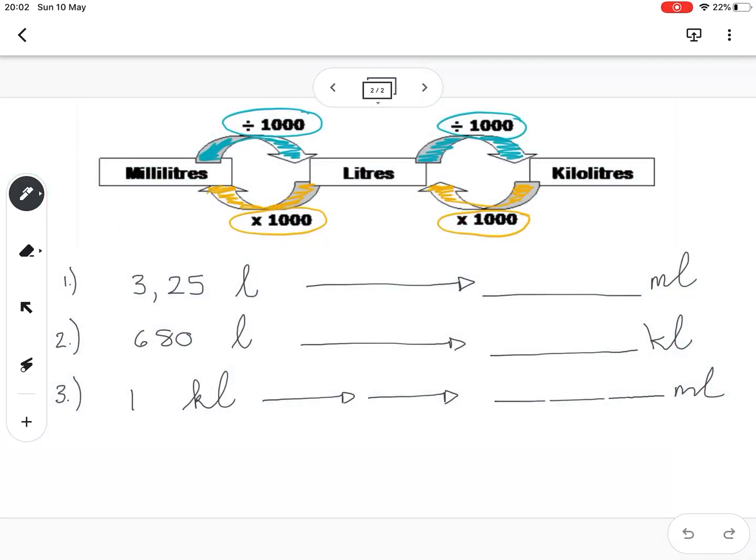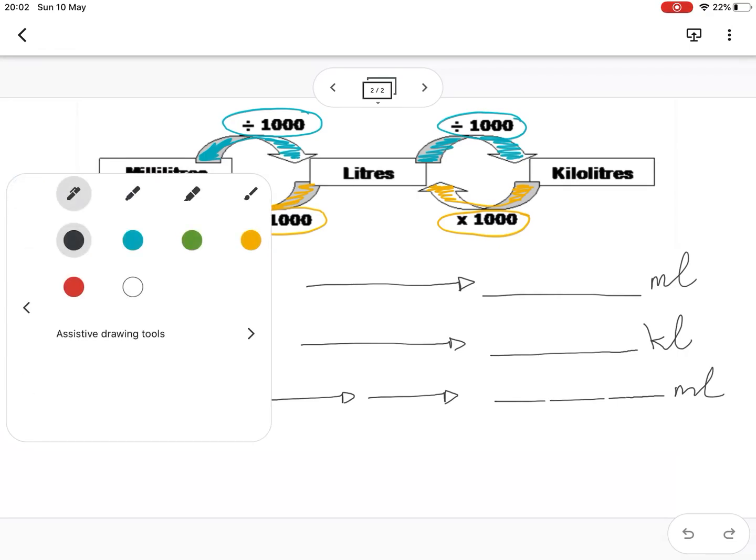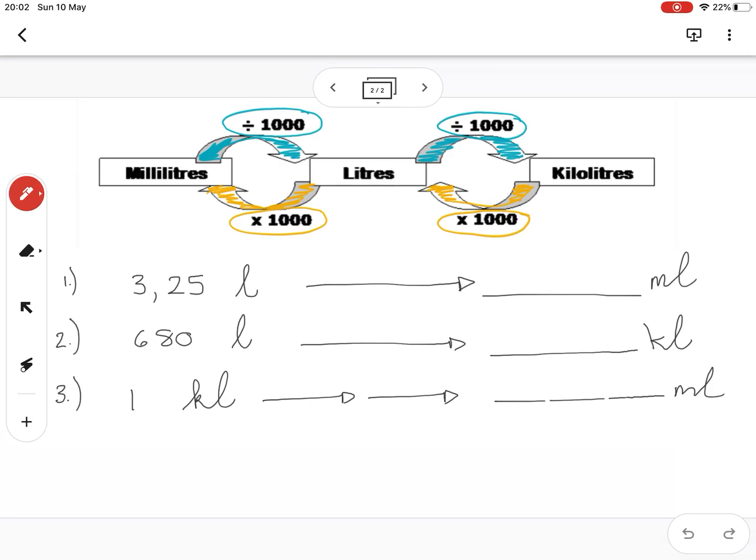So to convert between milliliters, liters, and kiloliters, we need to keep in mind what we must do. So our milliliters need to be divided by 1,000 to get to liters, and our liters need to be divided by 1,000 to get to kiloliters. Let me do a few examples to explain what we're going to do.